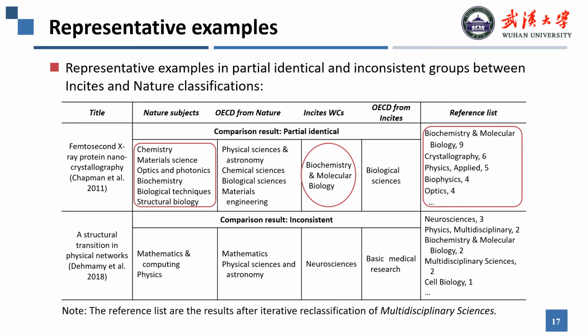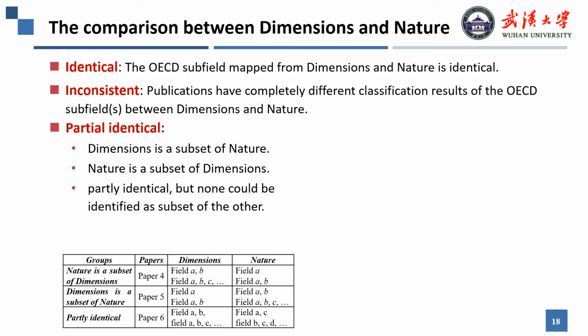As for the second paper, neurosciences is selected as its category in Insights. However, it's quite inconsistent with the subjects classified in Nature. We then proceed with a comparison between Dimensions and Nature. Since Dimensions and Nature both allow multi-assignments, we can further divide the partial identical group into 3 subgroups. The example on the table illustrates how we divided the 3 subgroups.